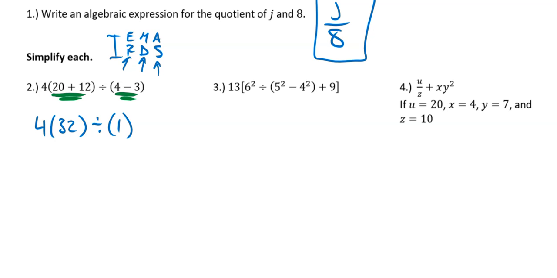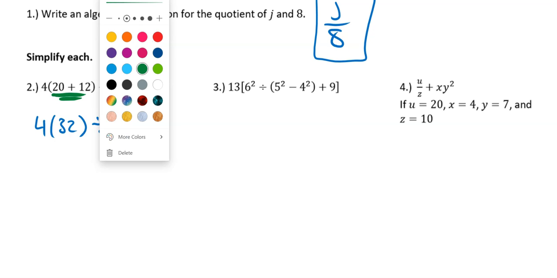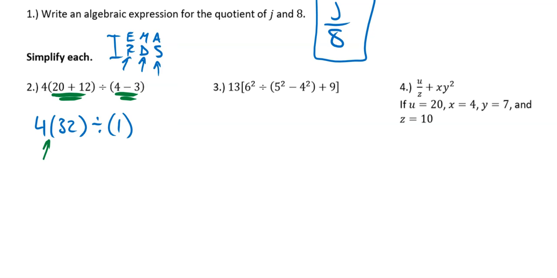All right. In this particular example, I have to do this multiplication first and then the division, because if there's a tie, I go left to right. So I do the multiplication first. So 4 times the 32 is going to be a 128. And then divided by the 1 is still a 128. Okay?